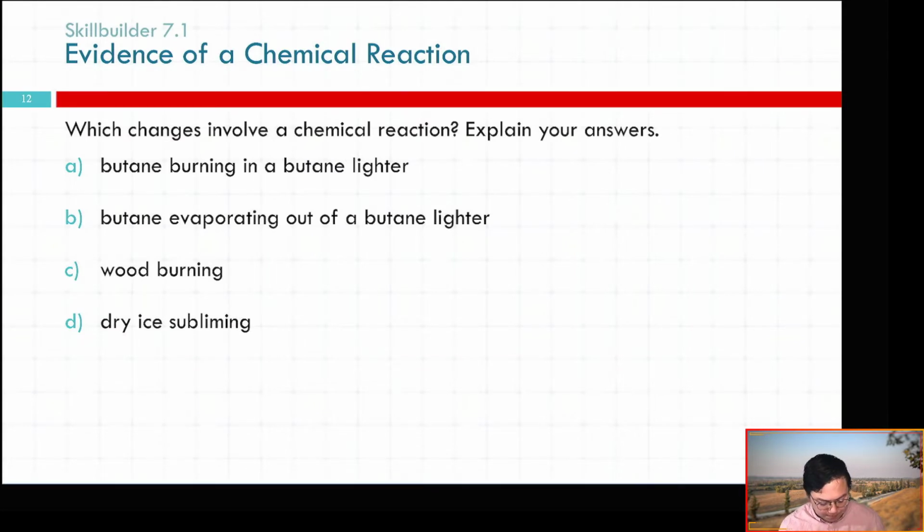So for the skill builder, which of these are a chemical reaction? Butane burning in a butane lighter. And I want to highlight two keywords here. Burning. Burning is always chemical. Butane evaporating out of a butane lighter. And again, the keyword here is evaporating. Evaporation is a physical process.